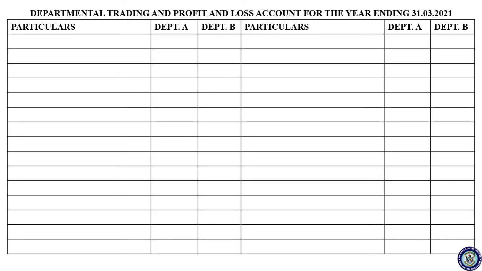Departmental trading and profit and loss account for the year ending 31st March 2021. If you want, you can have one total column on both the sides, debit as well as credit.